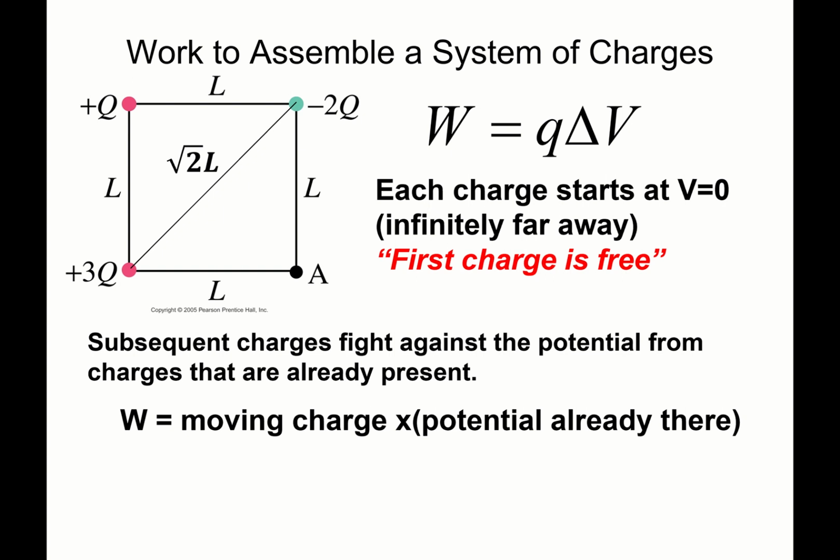So work is equal to the charge times the change in potential. So what we're going to do is imagine that all these charges start off out at the ends of the universe. So that means that R is going to be infinity, so V equals 0. And so we're going to calculate the change in voltage. The change in voltage is going to be the voltage of where they are in their final position minus their initial, which is going to be 0. So the change in voltage is just going to be the potential of where they are in the final position.